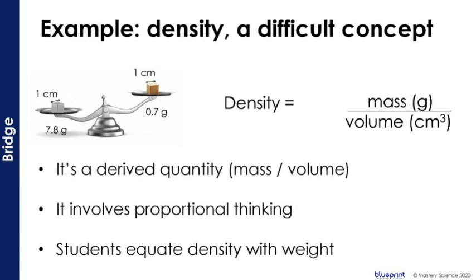Let's take density. It's a nice concept because it's got quite a lot of difficulty. The mathematical relationship between mass and volume is not a simple quantity that you can measure. You have to do that ratio thinking, and proportional thinking makes it a higher level concept. And of course, students have some misconceptions about density that they come in with too.